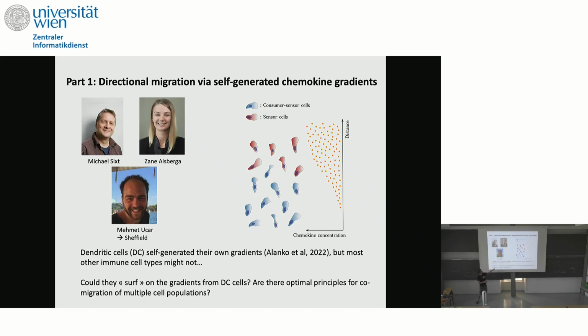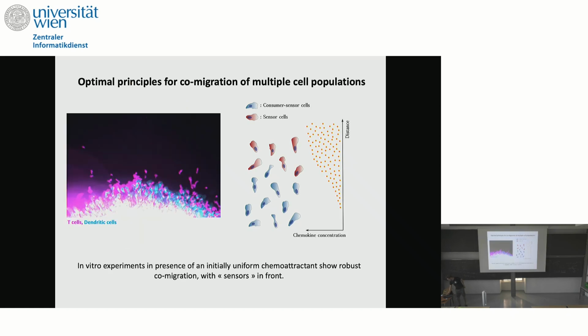And so we were asking, first of all, whether some cell type can surf on gradients generated by other cell types. And we could also ask, are there optimal principles for co-migration? If you start coupling different cell types to each other, are there optimal ways of doing it? Are there optimal parameters? Are there optimal signs of the couplings to make sure that they migrate together?